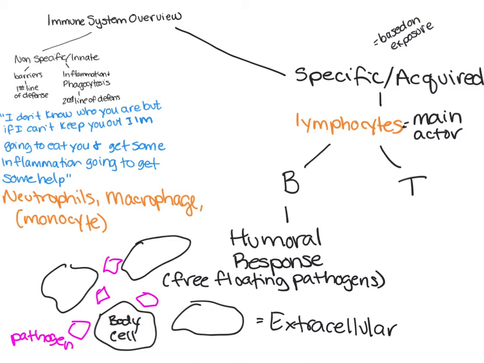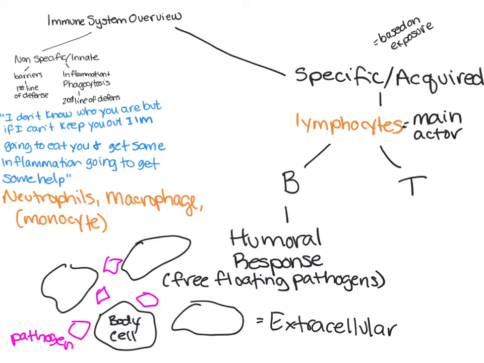So from here, you can look at our main actor cells. When we're dealing with the specific immune system, the main actor we're going to be dealing with is lymphocytes. Now remember back with the innate immune system, we were talking about neutrophils and those macrophages, which are a type of monocyte. Those were the main actors in the innate immune system. When it becomes specific, we're looking at lymphocytes. There's going to be two different types of lymphocytes we talk about, B cells and T cells. So there's B lymphocytes and T lymphocytes. For now, we're just going to talk about the B cell one.